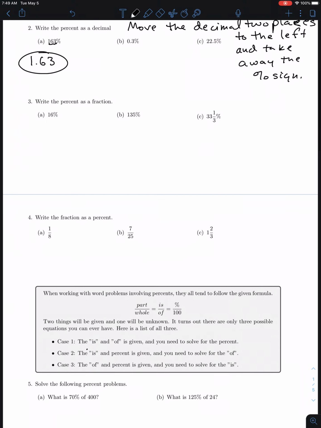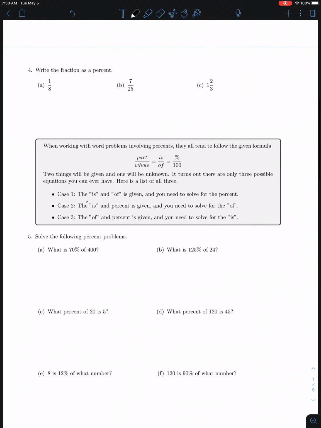All right, so for 3, we want to write this percent as a fraction. We want to use the idea that percent equals something over 100. So we take away the percent and turn this into a fraction. This is going to become 16 over 100. And then you just simplify from there. In this case, I notice a 4 goes into the top and the bottom, which gives me 4 over 25. And 4 over 25 is as far as I can simplify that, so I'm done.